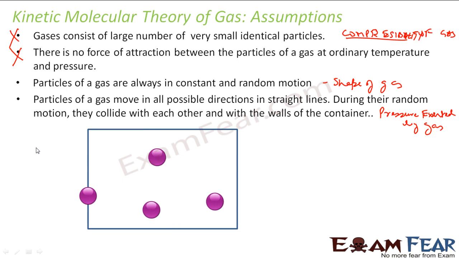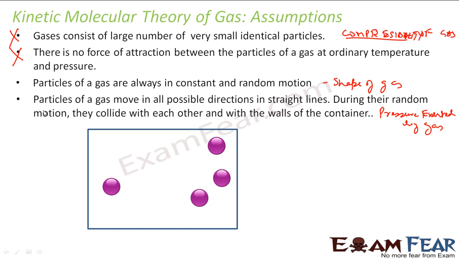So these are the first four assumptions of the kinetic molecular theory of gas. Out of these, the first two are incorrect for real gas. We'll explain why in the next two slides. And the other two are true for the real gas also.